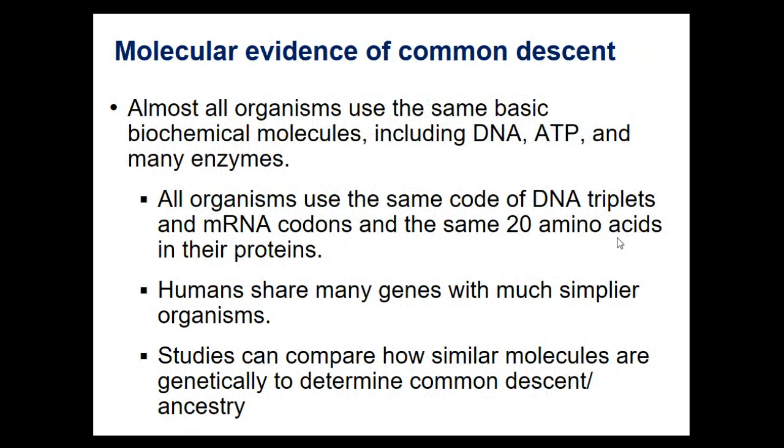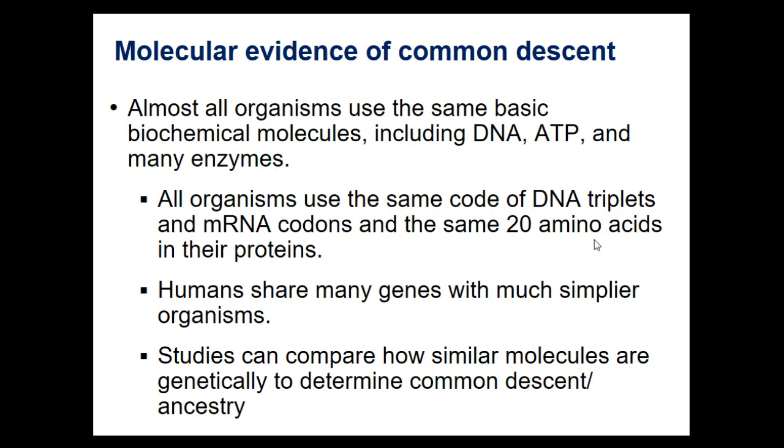Molecular evidence of common descent, that means molecular evidence that different species came from the same ancestor. Just about every organism we know of uses DNA for storing information, the same DNA used in the same way. The nucleotide sequence, the A, T, C, and G in a bacteria cell means the same thing as it does in a human cell.